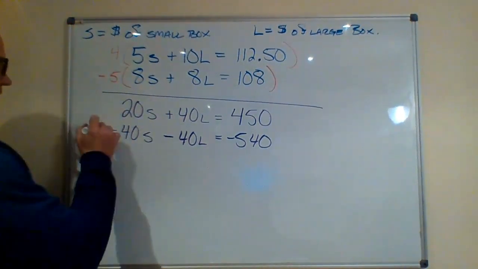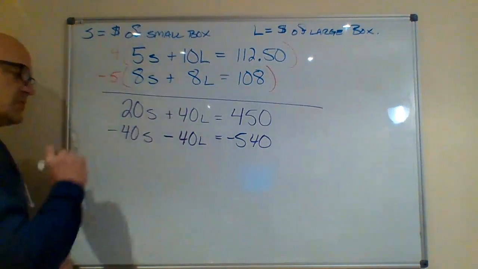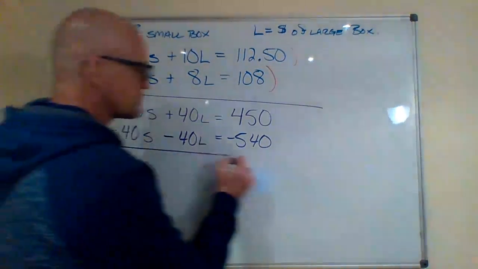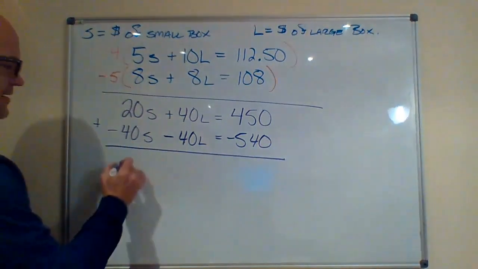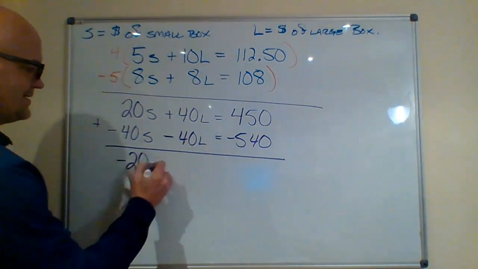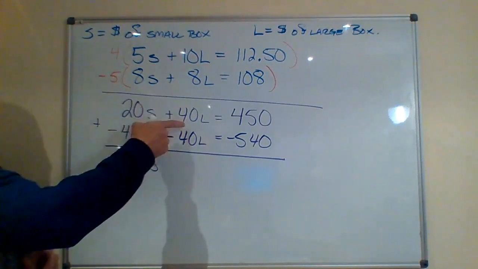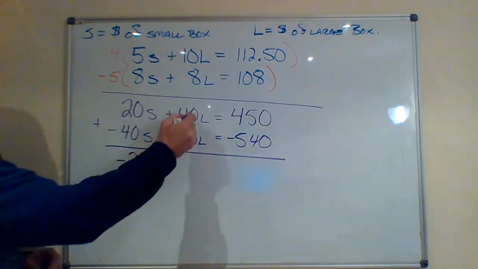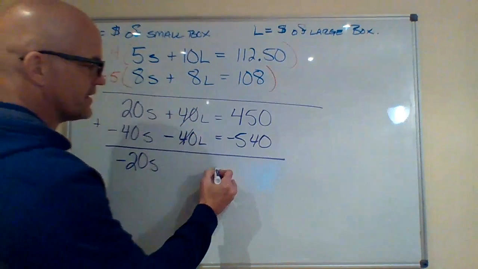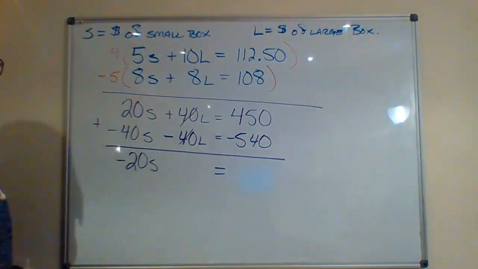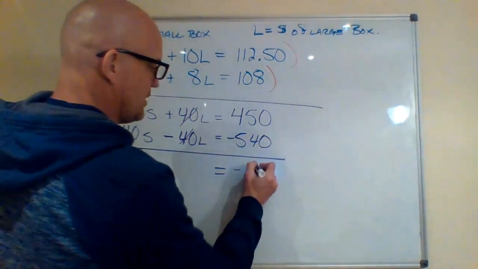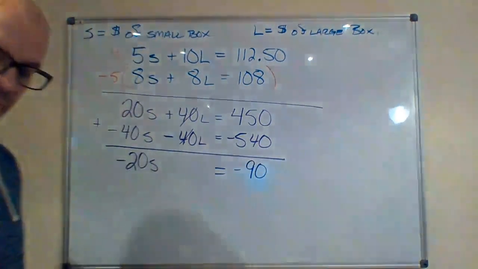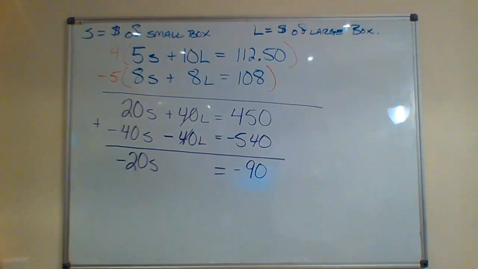So now I can add these together. The L's will indeed eliminate. So 20S plus -40S is -20S. Your 40L and your -40L will cancel out, and that is going to equal 450 plus -540, which is going to give you -90. And we can verify that if you do not trust me.